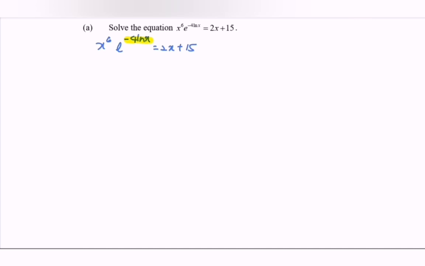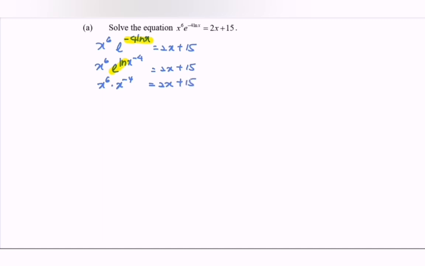Apply the law of log. So where we have x to the power 6, the exponent we have ln x to the power of negative 4, which is equal to 2x plus 15. Continue. Focus on this part. If we simplify, we have x to the power 6 multiplied with x to the power negative 4, which is equal to 2x plus 15.